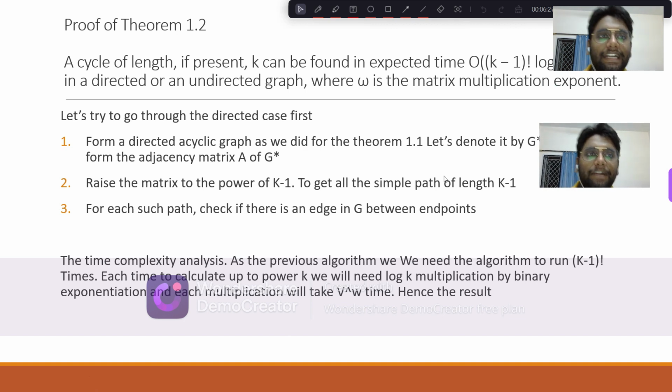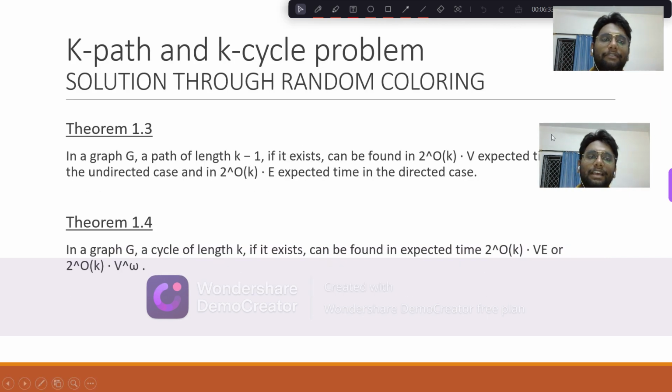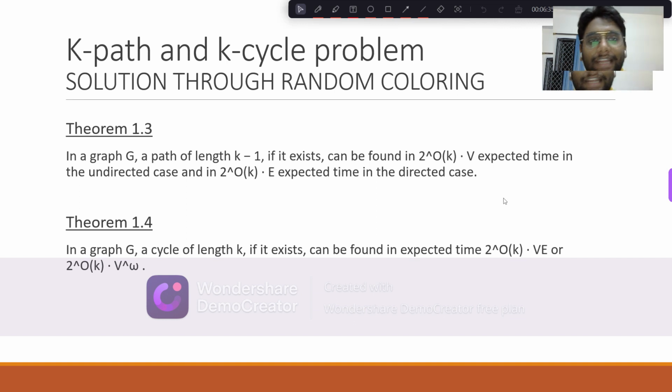So these algorithms were pretty naive, based on random orientation. So now we have to improve upon them. How can we improve upon them? We will improve upon them by looking at the algorithm of random coloring. So how is random coloring actually useful for us over here?